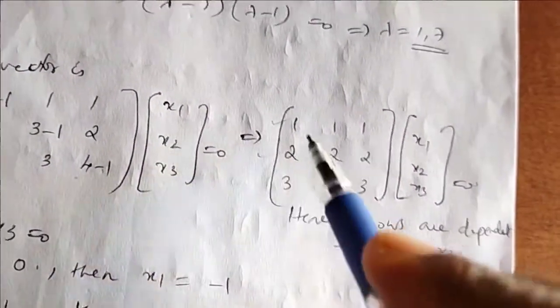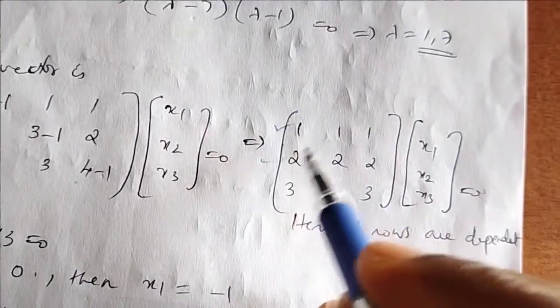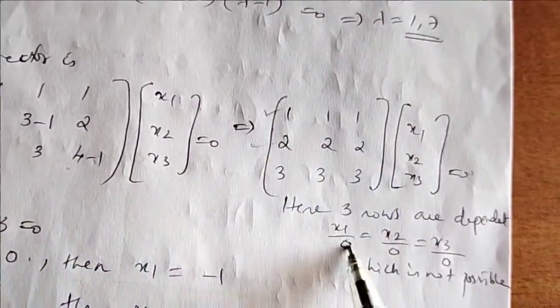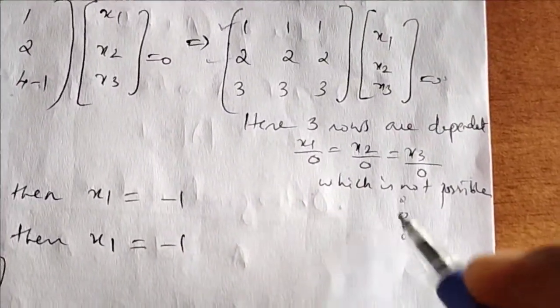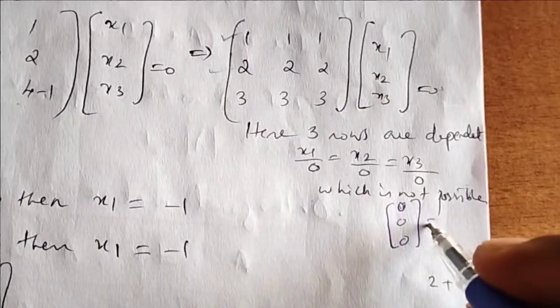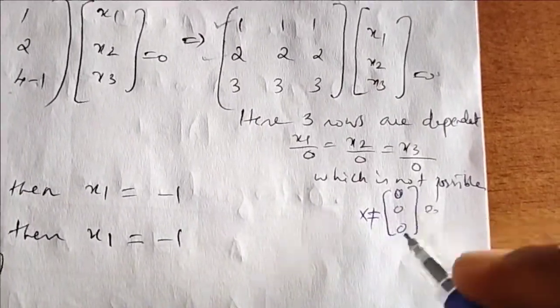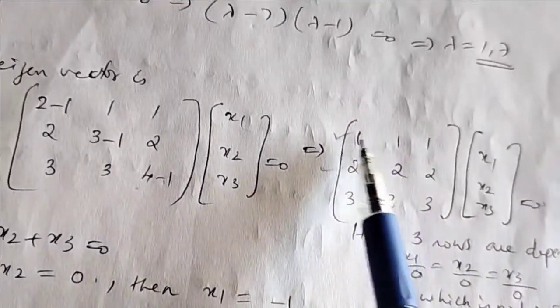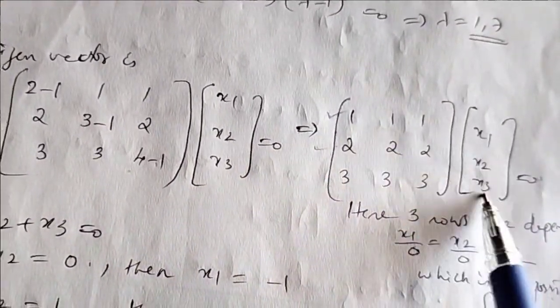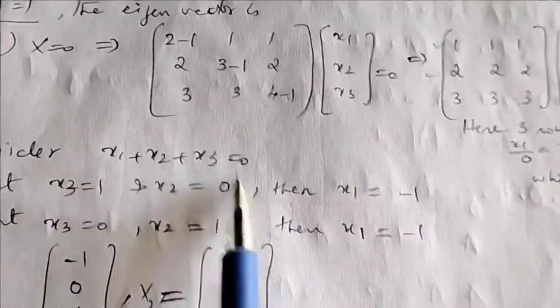We can check that. If you take the first and second rows, x1 by the subdeterminant of 1 1, 2 2, that is 2 minus 2, 0. x2 by 1 1, 2 2, that is also 0. x3 by 1 1, 2 2, that is also 0. So the denominator is 0. That means the eigenvector is 0. But an eigenvector is a non-zero vector. It can't be a 0 vector, so this is not possible, and we can't apply this method. As I already told you, the rank of this matrix is 1. So the only non-zero row is [1 1 1] into [x1 x2 x3]. Multiplying, x1 plus x2 plus x3 is 0.